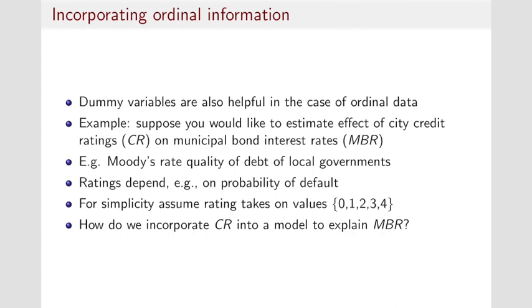This is an example of an ordinal variable, so we do not care what specifically a rating of 1 or a rating of 2 means. We only care that a rating of 1 is worse than a rating of 2, and a rating of 4 is better than a rating of 3. The question is, how do we incorporate a variable like the credit rating into a model to explain the municipal bond interest rate?